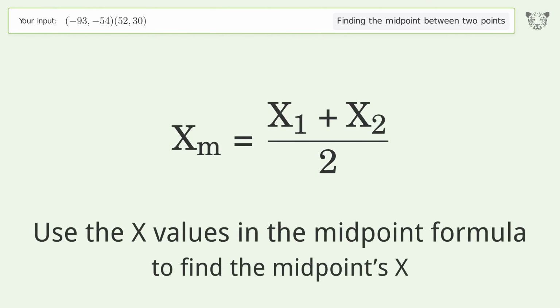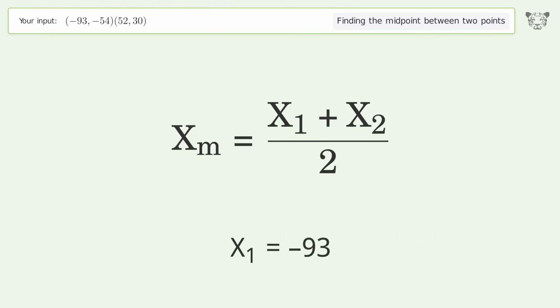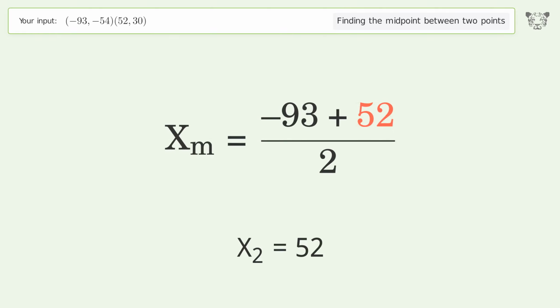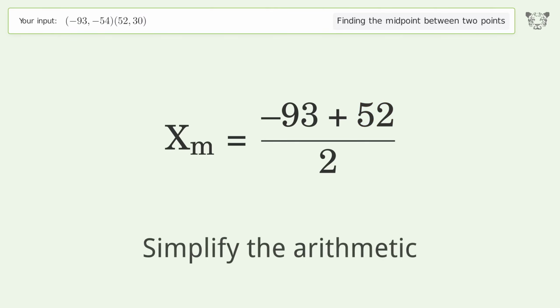Use the x values in the midpoint formula to find the midpoint's x. x1 equals -93. x2 equals 52. Simplify the arithmetic.